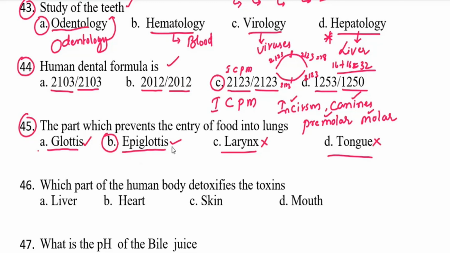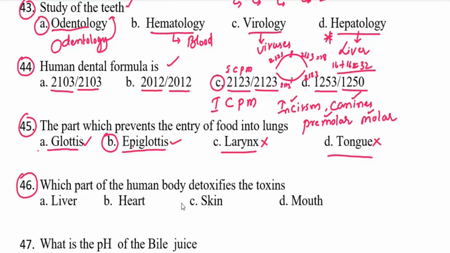For clarification, you have to see the entire picture of the mouth, mouth parts, vocal cords and so on. Then only you will understand. Just remember this blindly. Epiglottis is a structure present in our neck region which prevents the entry of food into the lungs. Coming to the next question, the 46th one.